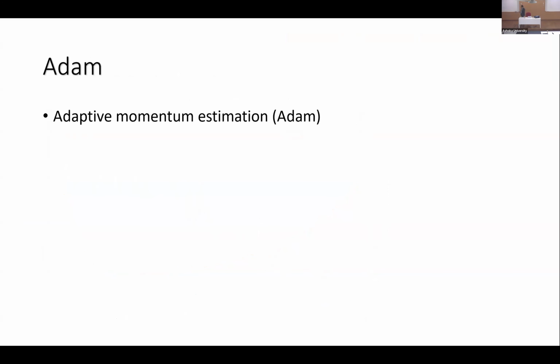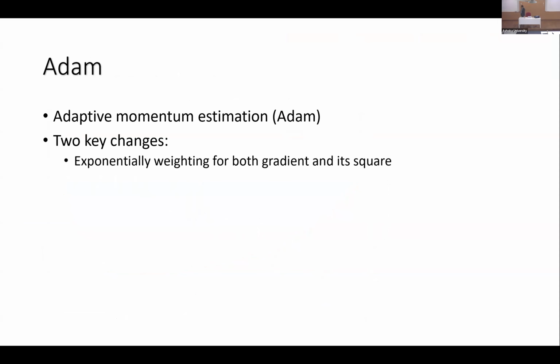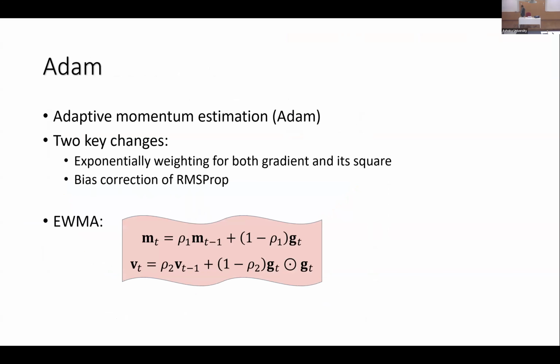Okay. Then another popular one is Adam. Adam has two changes: exponential weighting for both the gradient and its square, and bias correction of RMS prop. So instead of only maintaining VT, I'm also maintaining MT. MT is the exponentially weighted moving average of the gradient itself. So, the gradient and its square.